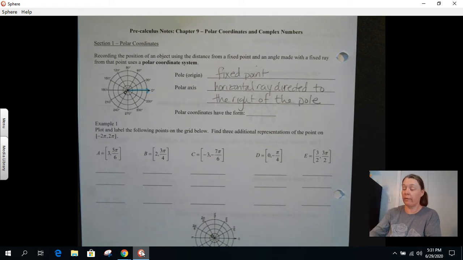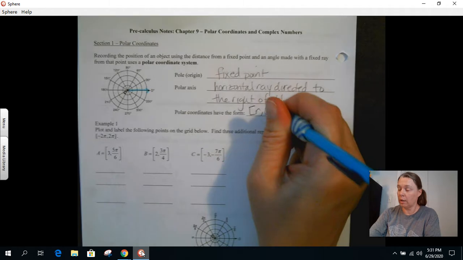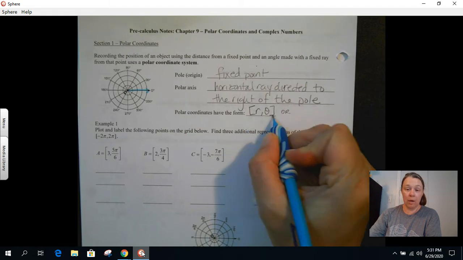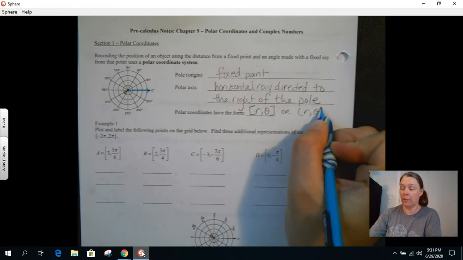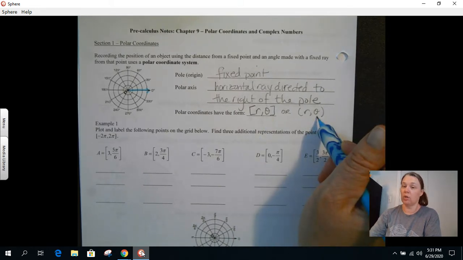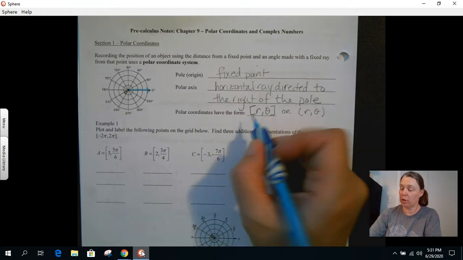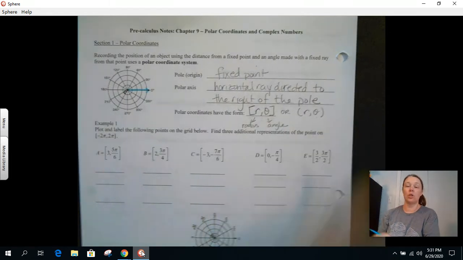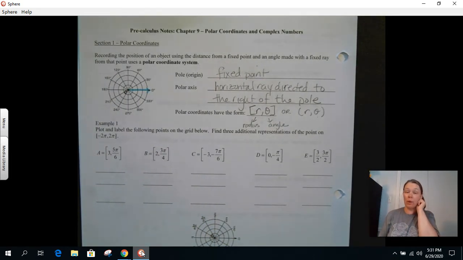Polar coordinates are going to have the form [r, theta]. I write them in brackets so that I can distinguish between a polar coordinate and an XY coordinate. Sometimes they'll also just be written in parentheses. The way you're going to know the difference is because that second number is an angle measure versus just a left-right direction or up-down direction. So the r is going to stand for radius. Theta is an angle measure. So instead of moving left, right, up, and down, the way we're going to move is a radius and an angle measure.